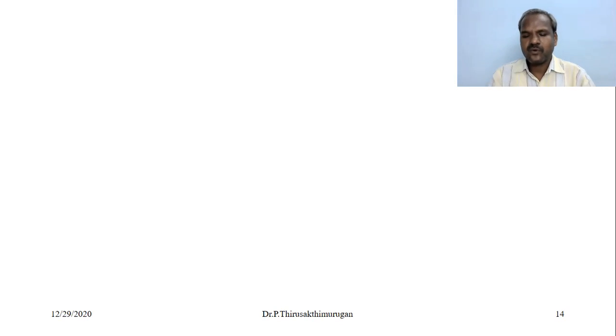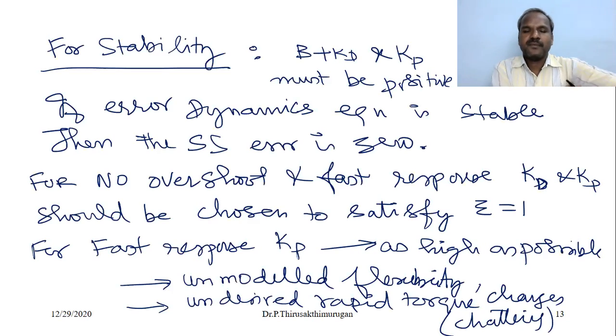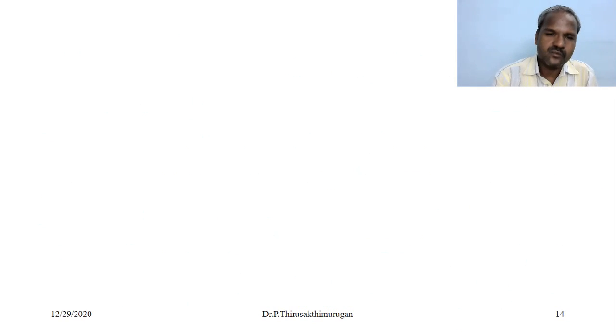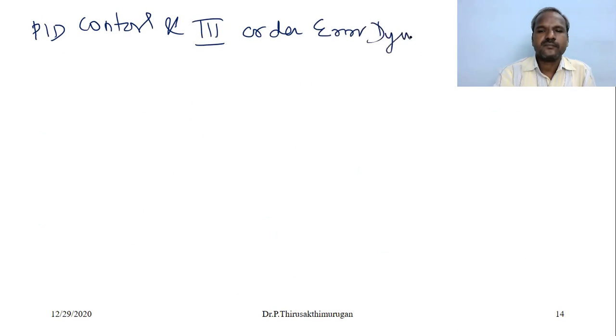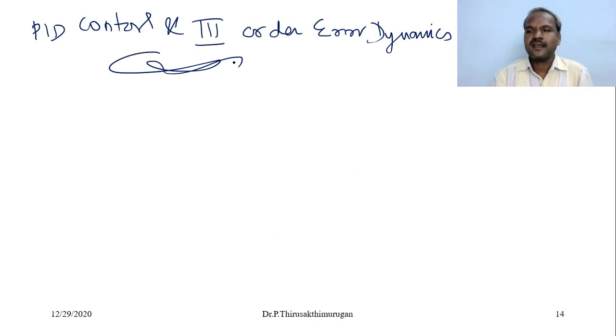Understand? This is about the PID control of second order dynamics. Next, we are going to add one more parameter. It creates the third order dynamics. So that's why it is called PID control and third order error dynamics. Clear?